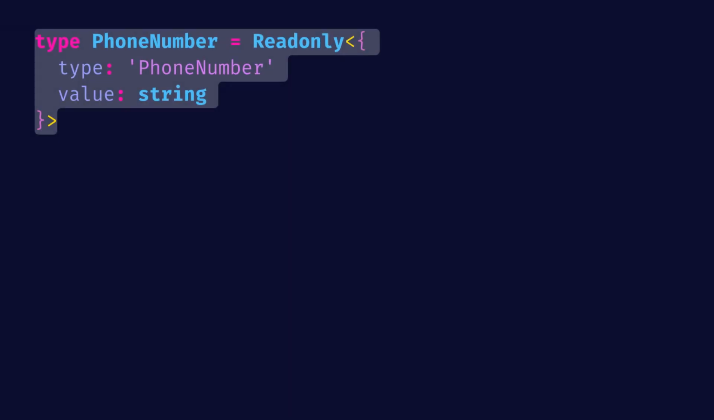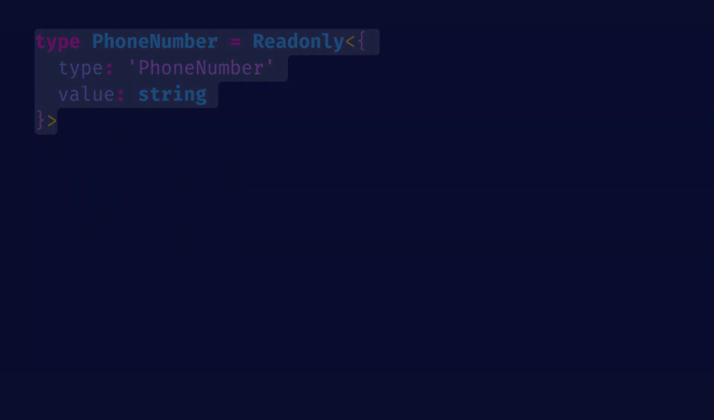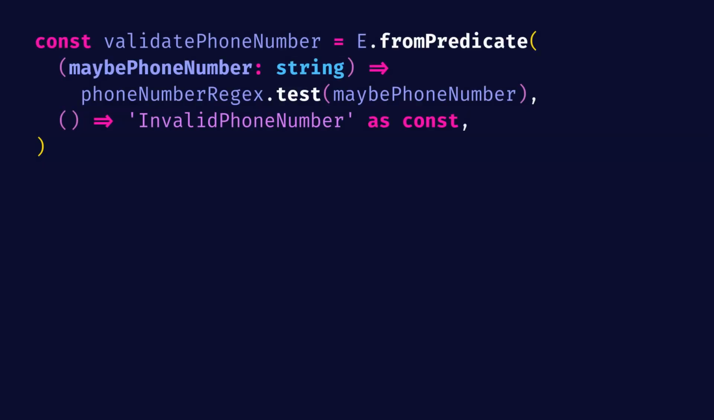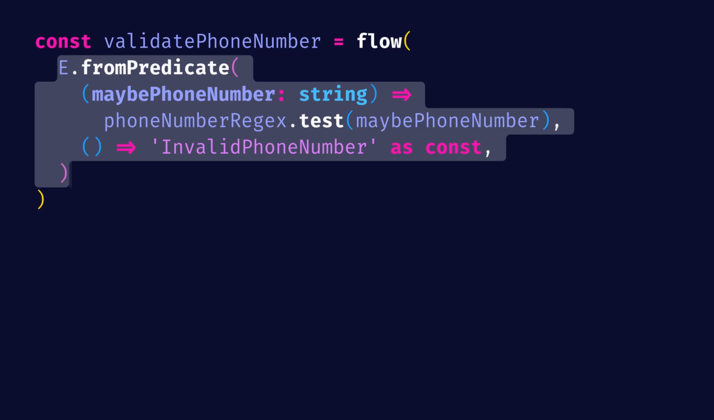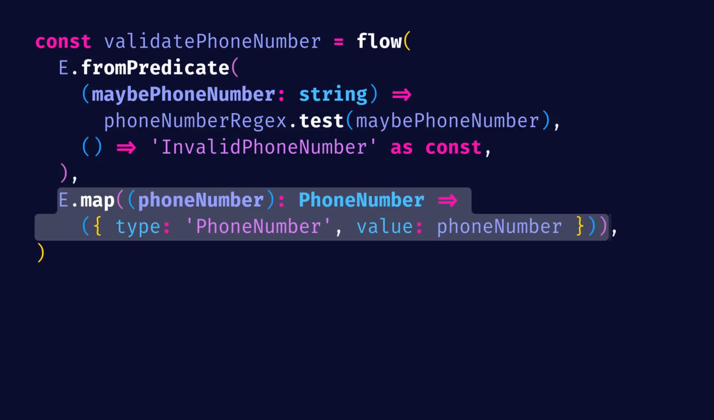Similarly, we can define a phone number type as a simple object with a type and a value, and have validatePhoneNumber return a phone number object instead of a simple string by doing function composition with flow, where we first create an either and then map its right value, which is a phone number string, into a phone number object.